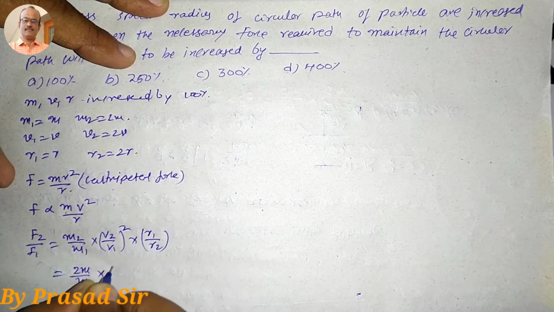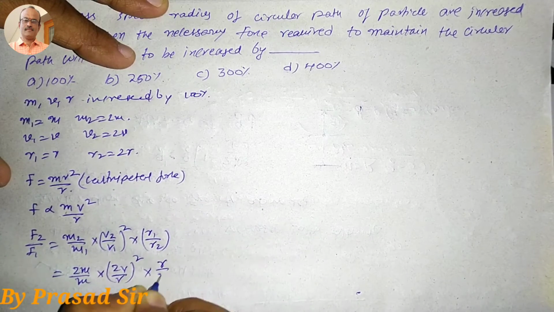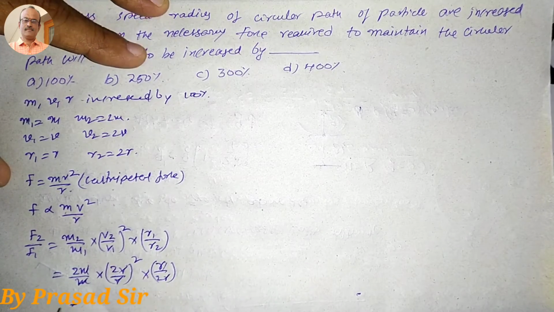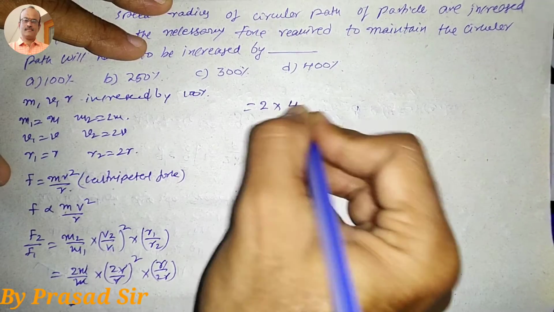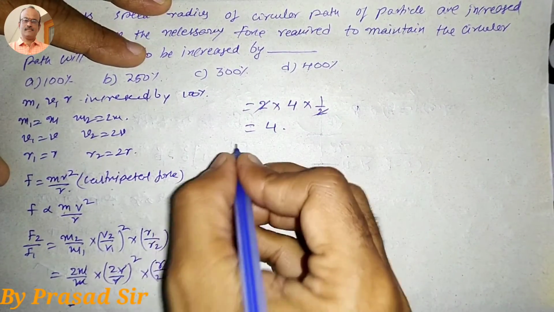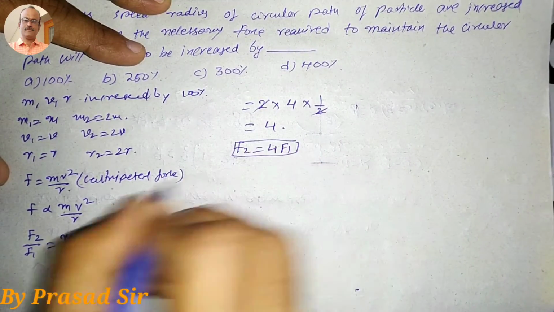2m by m, 2v by v whole square, into r divided by 2r. M cancels, V cancels, R cancels. So the remaining is 2 into 4 into 1 by 2. Both 2s cancel, and here we get 4. So that means F2 is equal to 4F1. This is the relation we got.